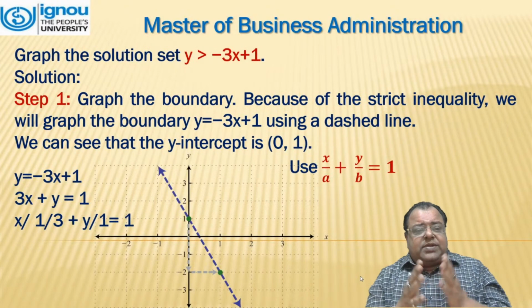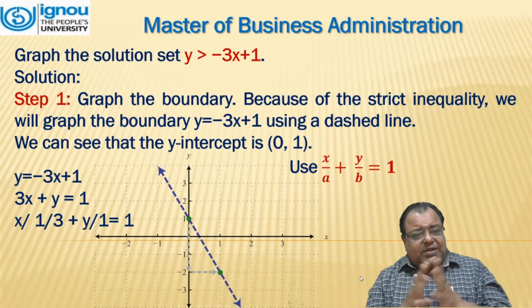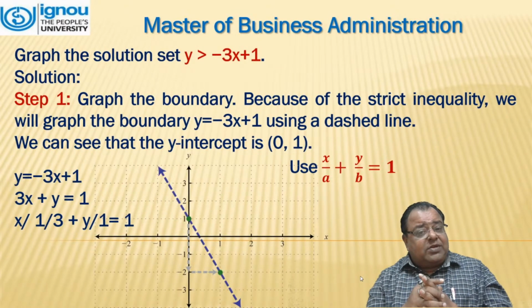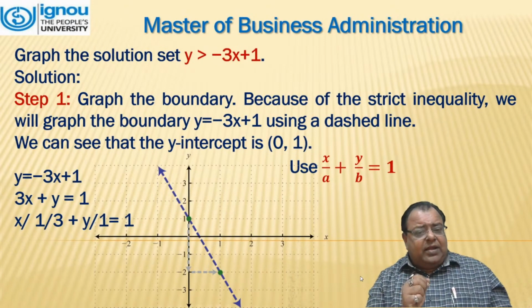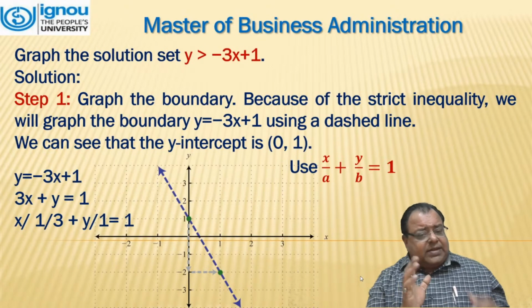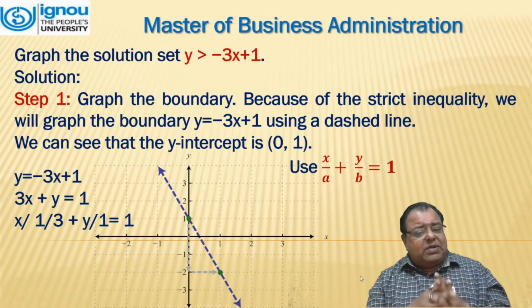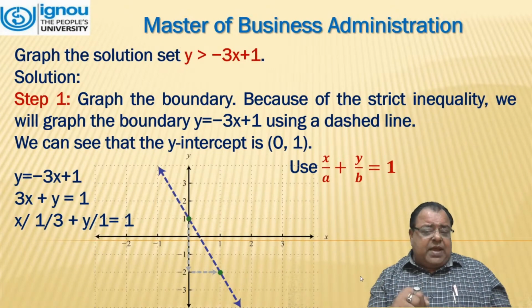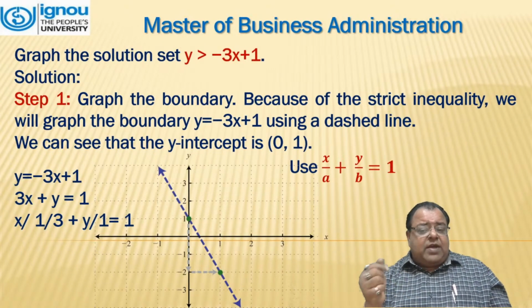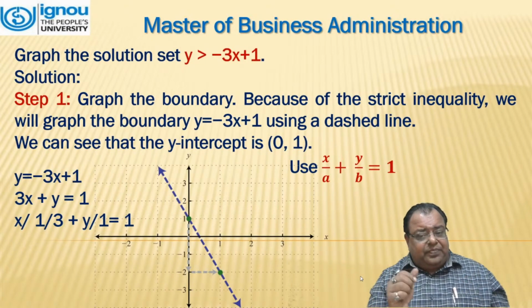Now the problem is we have to find the graphical solution to y greater than minus 3x plus 1. First of all, we will be converting this into an equation form. That means we will be removing that greater than sign and making it an equation. That equation will be y equal to minus 3x plus 1. And we will be converting this equation into x by a plus y by b equal to 1 form.